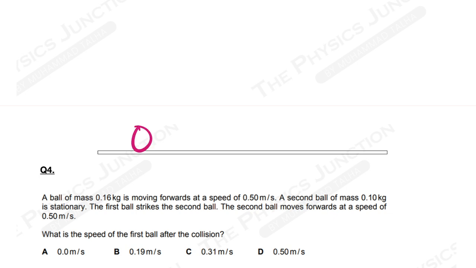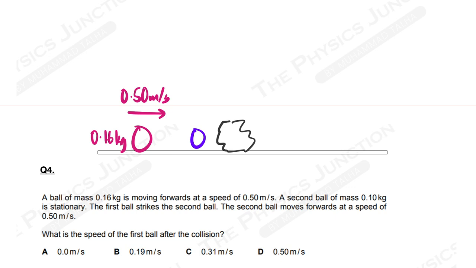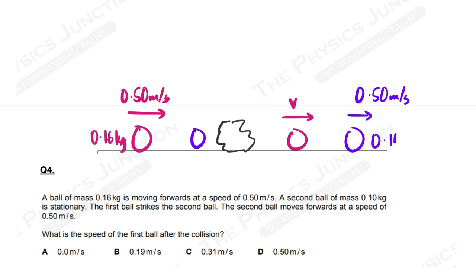So let's say this is the first ball. This is mass 0.16 kg, which is moving at speed 0.5 meters per second towards this second ball, which is initially stationary. And then the collision happens. So let's say this represents the collision. After the collision, we need to find the speed of this first ball. Let's say this is v, and the speed of the second ball after collision is 0.5 meters per second. Right, and the mass of this purple ball is 0.1 kg.